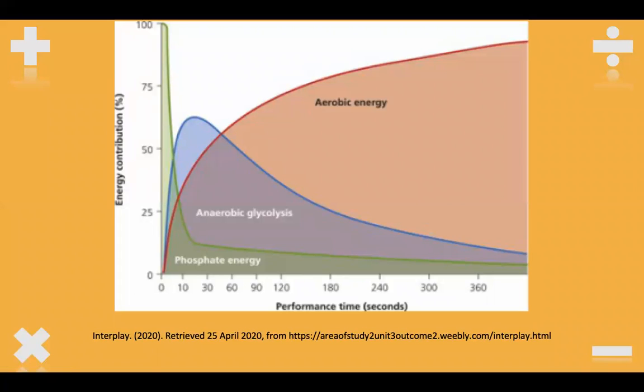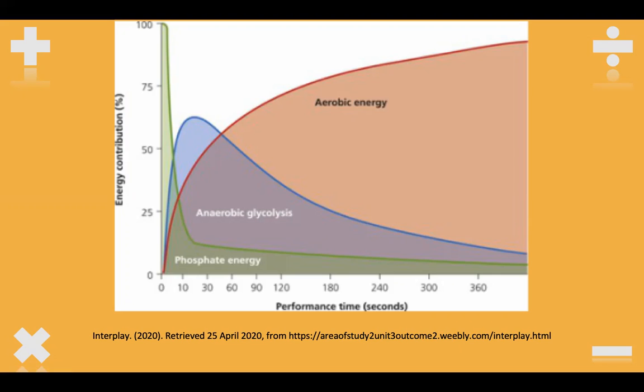So this is a table of the interplay of the energy systems. As you can see, all three systems contribute at the start of the activity. We can see the PC system, or here it's referred to as the phosphate energy system. Phosphate, PC, is dominant at the start until around the 9-second mark, where the anaerobic glycolysis system becomes dominant. So we see that crossover.